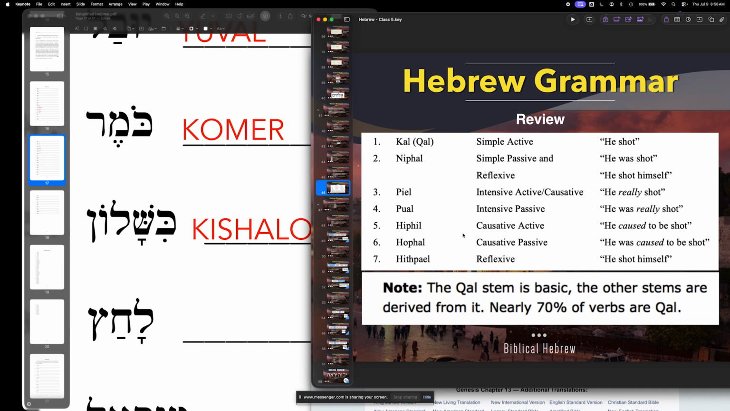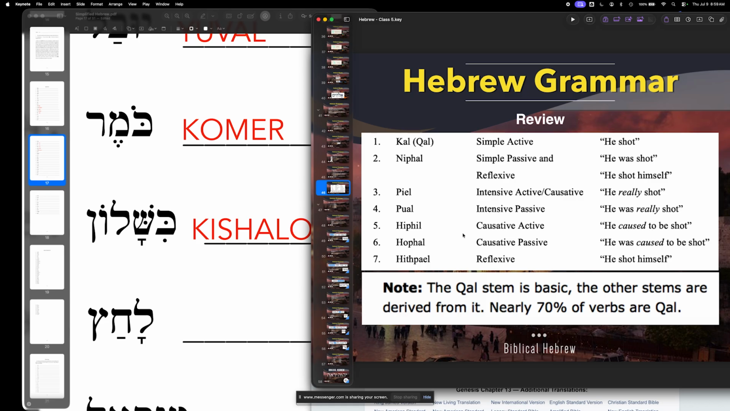He was caused to be shot. He caused someone to shoot, or someone caused him to be shot. That active, passive, causative is the hifil hofal. And then finally you have the reflexive, which is the hitpa'el. You're doing it to yourself.